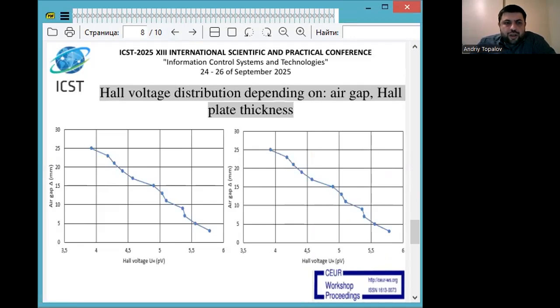Hall voltage distribution depends on the air gap and Hall plate thickness. As the air gap between the inductor and the coated substrate increases, the magnetic field within the Hall plate decreases proportionally, while the Hall coefficient remains a thermodynamic constant.